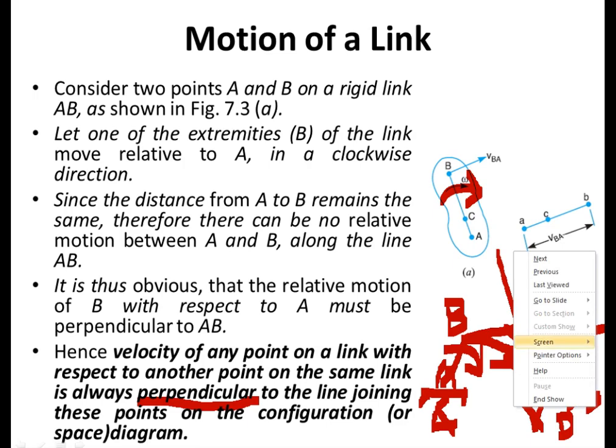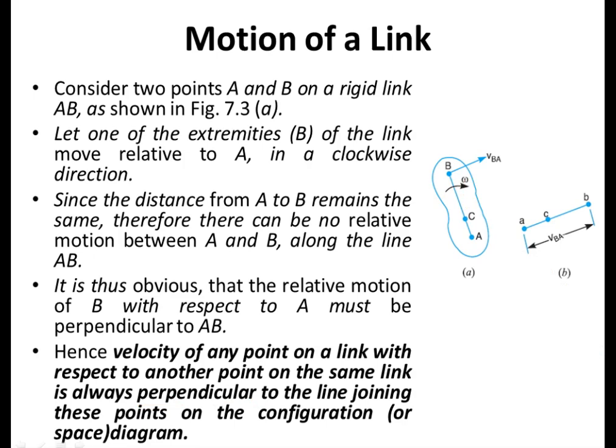So for all the links, their velocity components will be perpendicular. Here also, for A to B, the vector VBA, you can see the direction is perpendicular. That's why we got A to B in this direction, perpendicular to this link AB. So always remember this: the velocity component for any link will always be perpendicular to the line joining these points on the configuration or space diagram. Okay, clear?